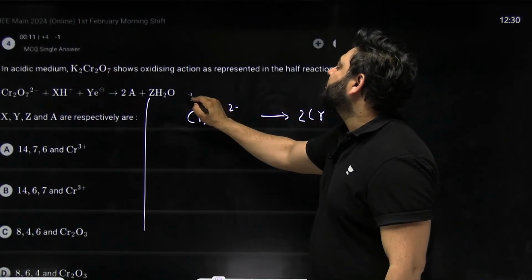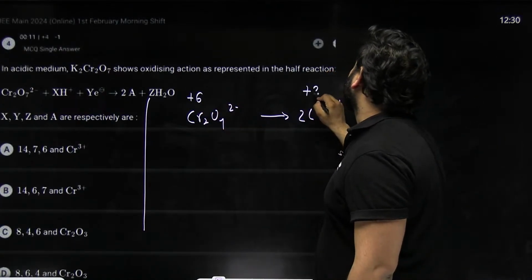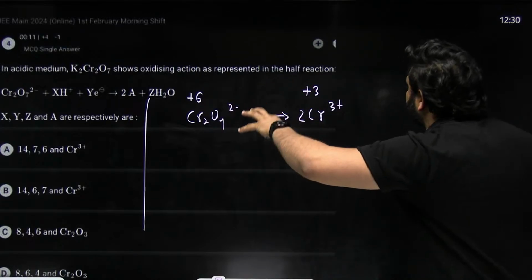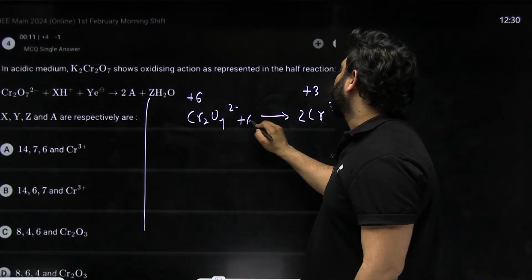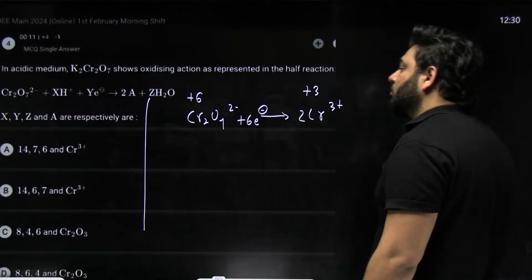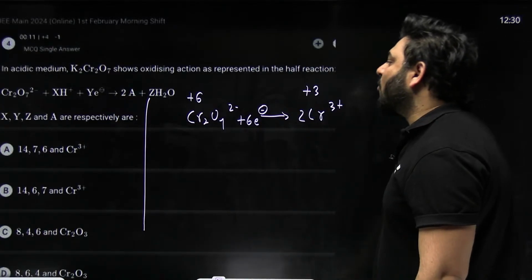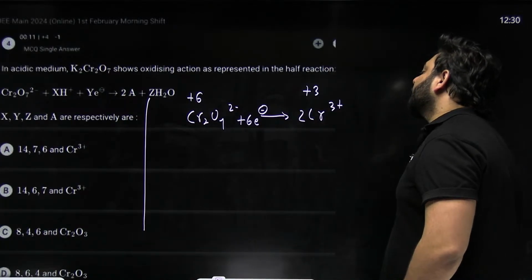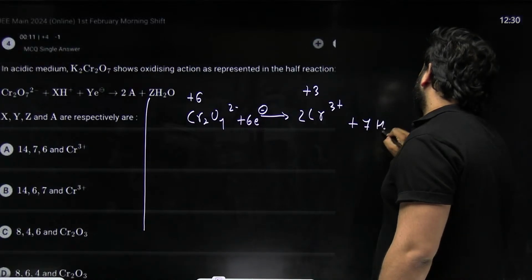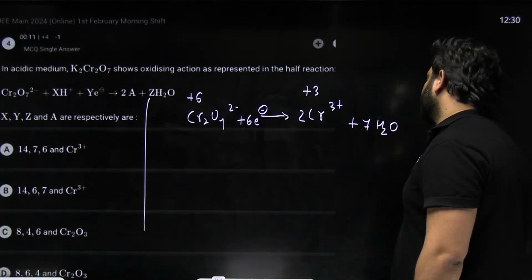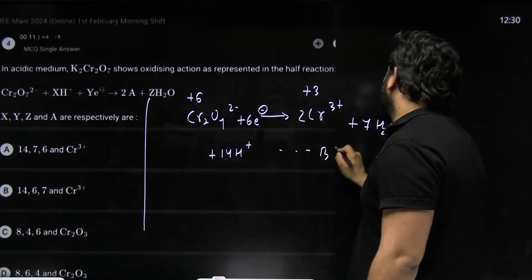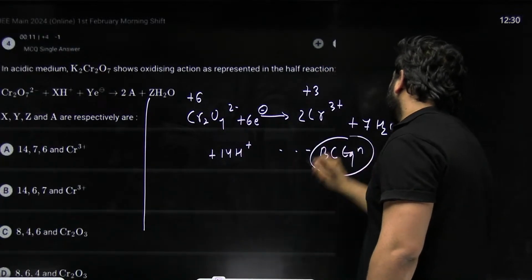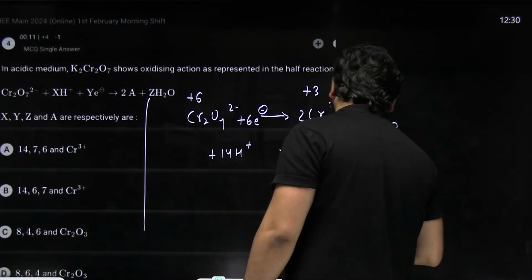It's right now present in positive 6 state and goes to positive 3. One chromium atom accepts 3 electrons, 2 will be accepting 6 electrons. You have to put here 6 electrons. So we have got the number of electrons, that is the value of Y. Now balance the number of oxygen by applying 7H2O and 14H plus. Now this is your balanced chemical equation. It's that simple. It was a half reaction, but now we have made it balanced.